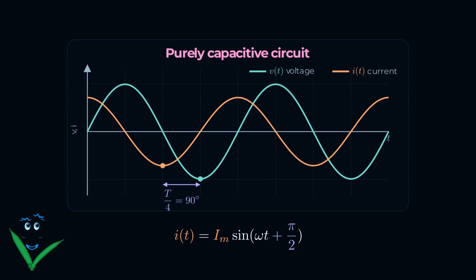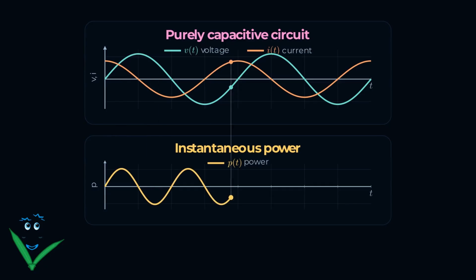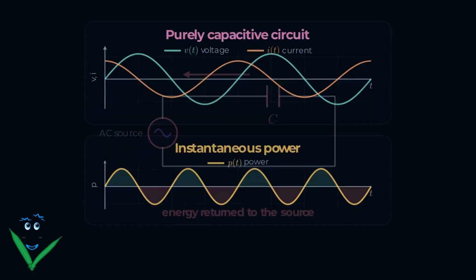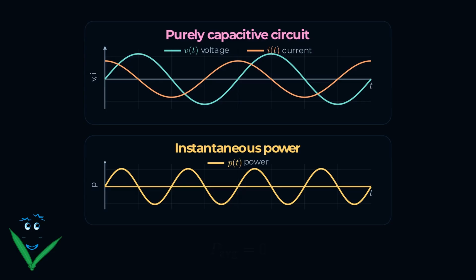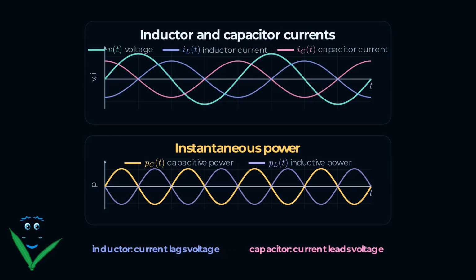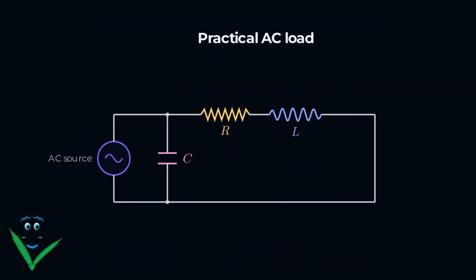The instantaneous power again contains equal positive and negative regions. Positive power represents energy being stored in the capacitor's electric field, while negative power represents that energy being returned to the source. The average power over a complete cycle is therefore zero. The capacitive power waveform is reversed relative to the inductive power waveform because their phase relationships are opposite. Current lags in an inductor and leads in a capacitor. A practical AC load may contain resistance, inductance, capacitance, or a combination of all three.